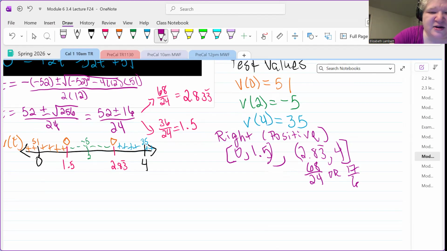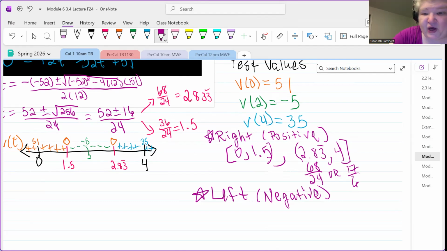So there is where it's moving right. Now we've also got to answer where is it moving left? And that's going to be the negative region, which is the other part, the in-between. So that is from 1.5 to the 2.83 repeating, or probably you could just use the 17/6.